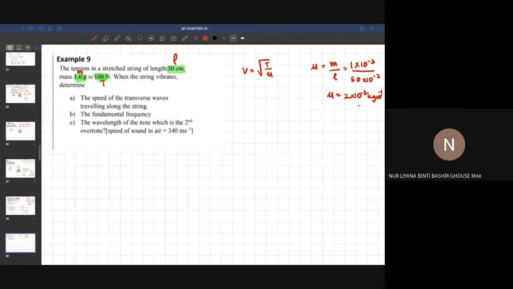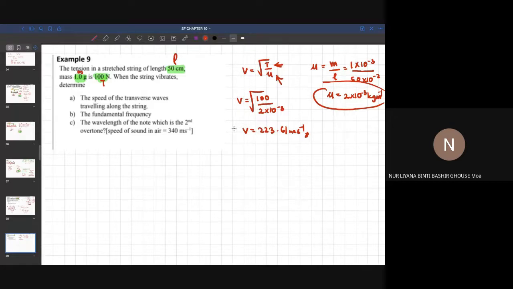Once we have mu, we can put in mu and the tension to get our speed. So v equals square root of tension, which is 100 Newton, over mu, which is 2 times 10 to the power of negative 3. You will get the speed equals 223.61 meters per second. This is the speed of the transverse wave travelling along the string.